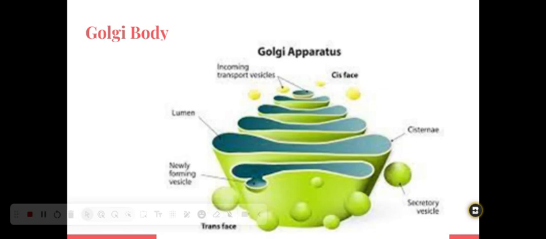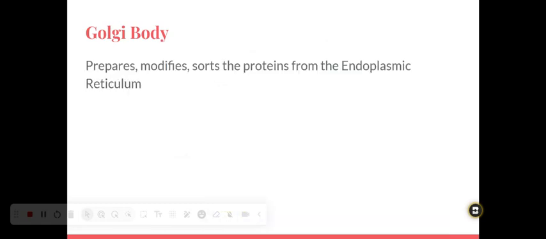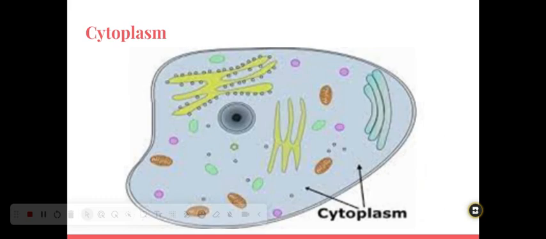The Golgi body, or the Golgi apparatus, two different words for the same thing. It prepares, modifies, and sorts the proteins from the endoplasmic reticulum. So basically, it doesn't actually transport them, but it sorts them. So rather than being the mail carrier, it's the post office that's figuring out what to do with all of those ribosomes, or all those proteins.